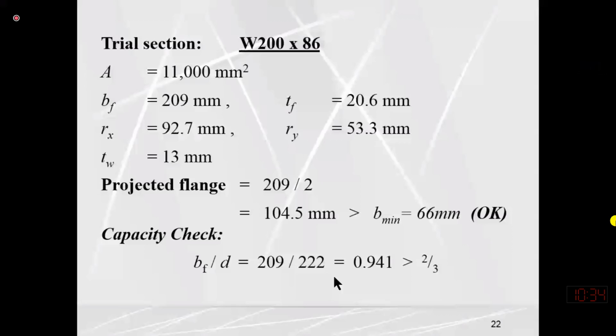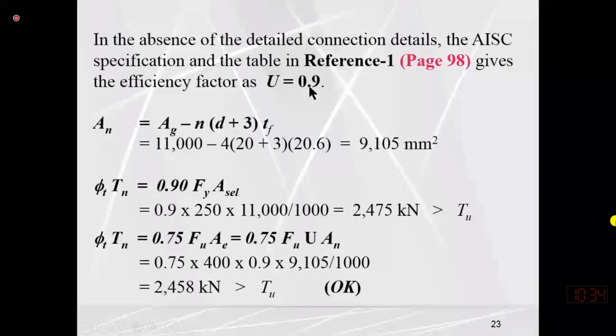We are given in the data for the initial calculation to assume BF over D value is less than 2 by 3D. But now, when we know the actual section detail and all geometric parameters, we are supposed to use the actual U value. In the absence of detailed connection, meaning we do not know the length of connection. If three bolts are provided along the length but we do not know the pitch, we cannot determine the length of connection.